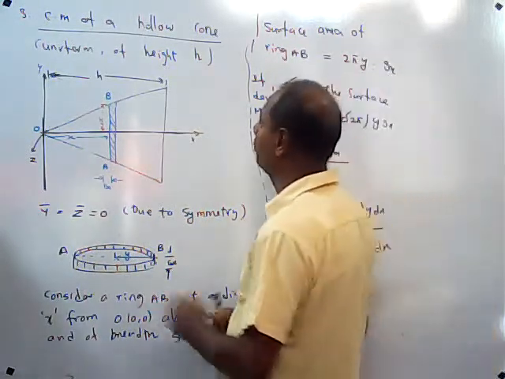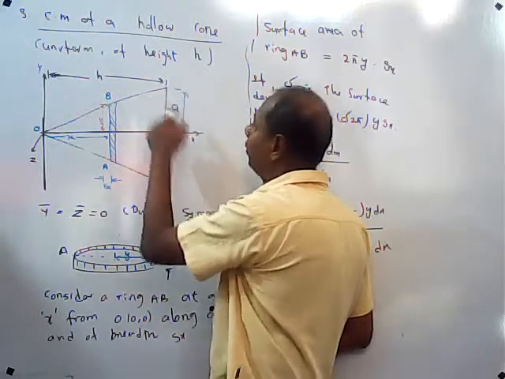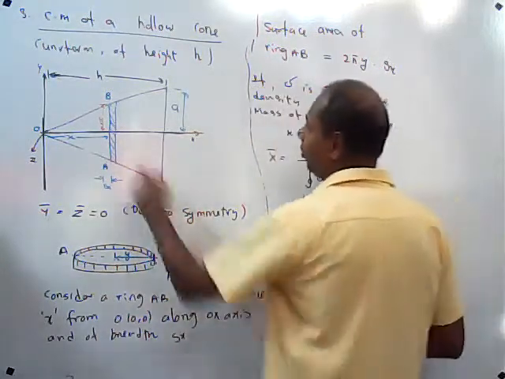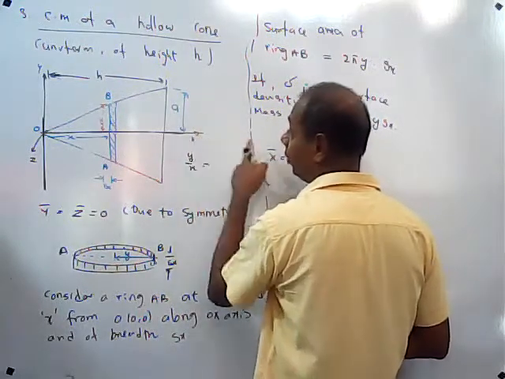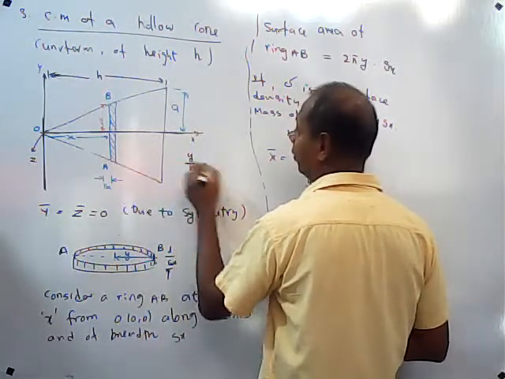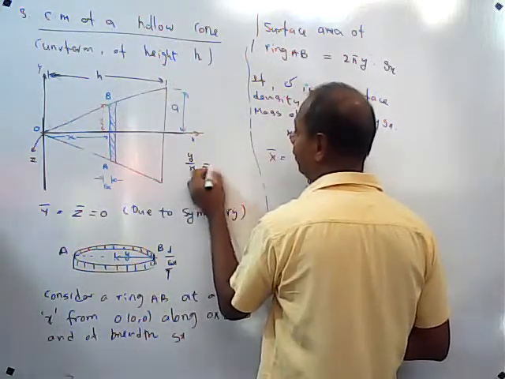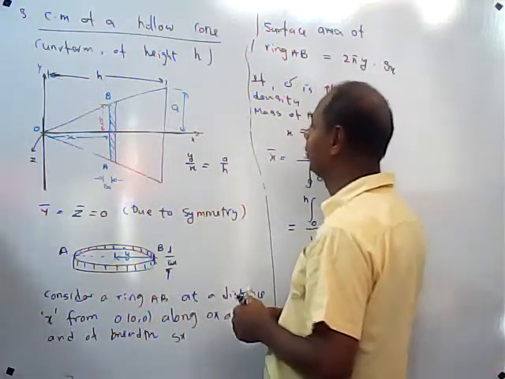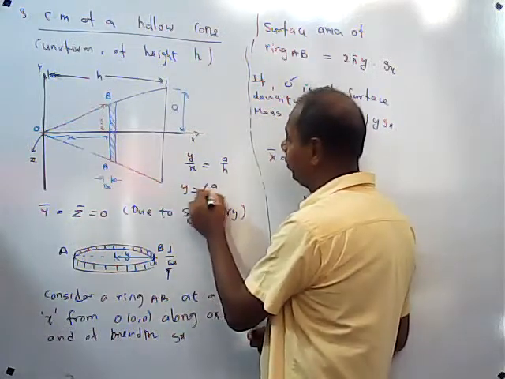Assume some base radius a. Now you can use similar triangles. By similar triangles, y over x equals a over h. So y is equal to a over h x.